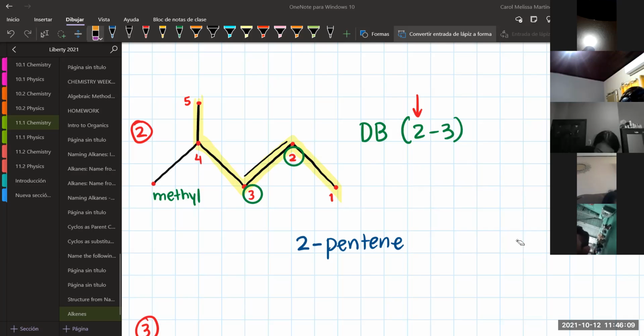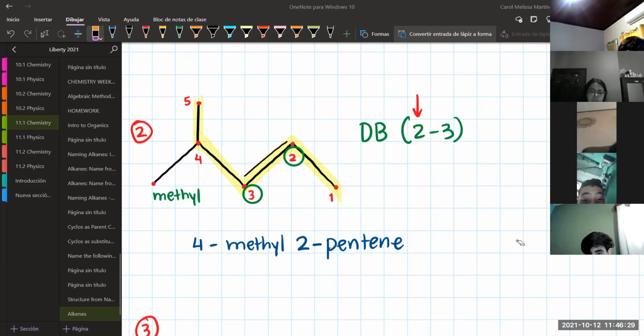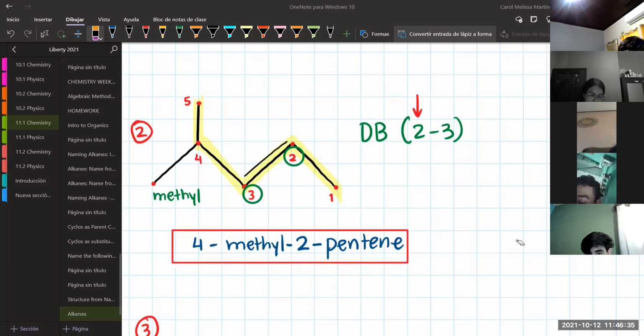Okay, but we always have to name the alkyls. Now the alkyl methyl is located in the position 4, and the alkyls are written first. So here is the full name, it's going to be 4-methyl-2-pentene, and this will be the final name for this structure. Remember, between 2 and 3, you're going to choose the least number. That's why the double bond is indicated in the position 2. That's why here we have 2-pentene.